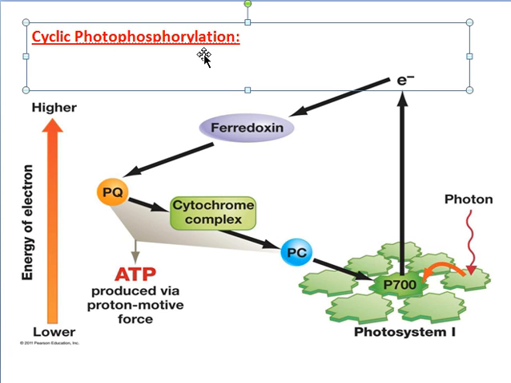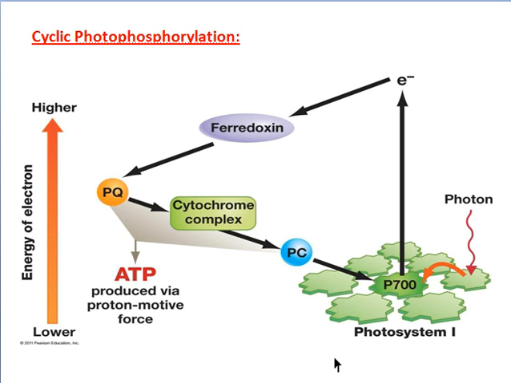Now this is the cyclic photophosphorylation. Right, this is the photosystem 1. So the first difference you can see directly looking at the slide is that photosystem 1 is the only photosystem involved in cyclic photophosphorylation. There is no photosystem 2 involved. Right, the process is basically the same. The differences I'll point out later.